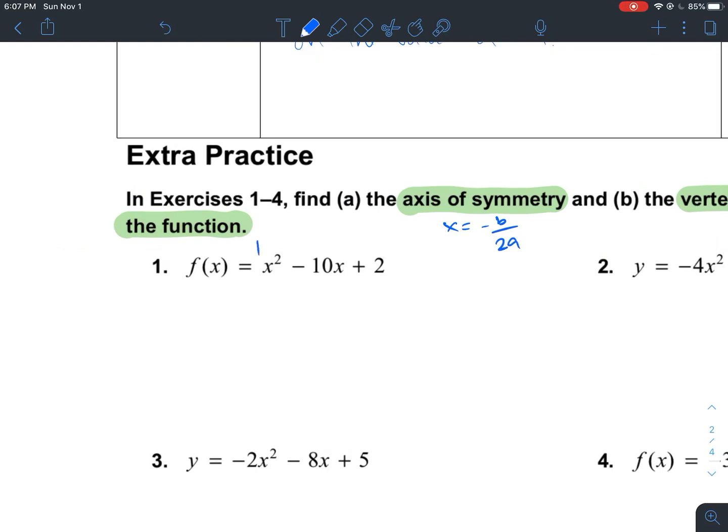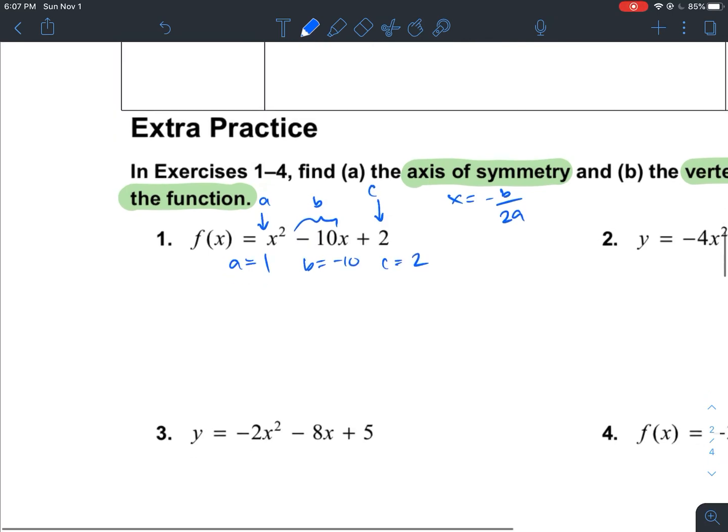Okay, so a is the value here. This is a. This right here is b. And this is c. So a is equal to positive 1, because there is nothing right there, so that means it's just 1. b is equal to negative 10. Right there it's negative. And c is equal to 2. So let's plug that into our equation.